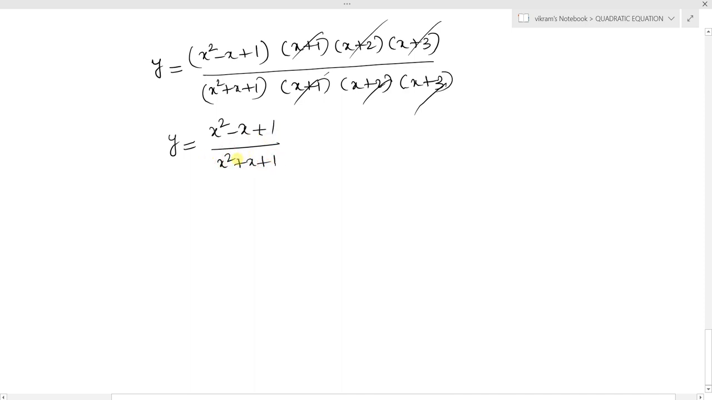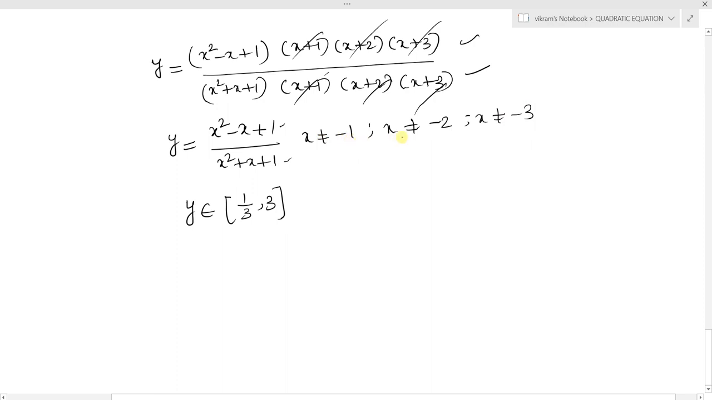And how to solve this? As we saw before, these two do not have a common factor. Next, convert into a quadratic equation in x and find the discriminant greater than or equal to 0. Then we obtain y belongs to 1 by 3 comma 3. But here x not equals minus 1. Actually this is the actual function, but the common factors are removed, and x not equals minus 1, x not equals minus 2, and x not equals minus 3.